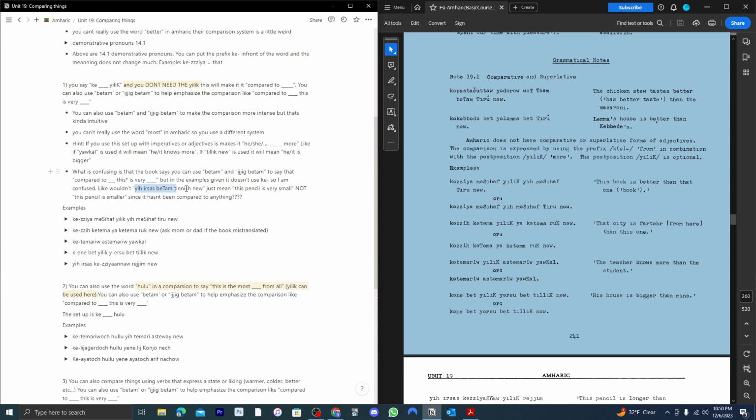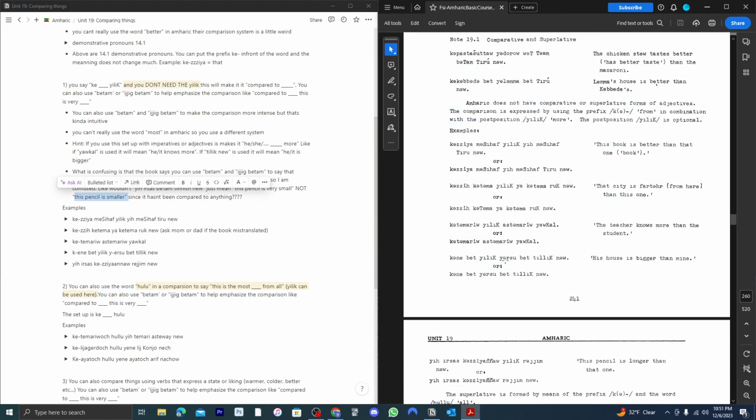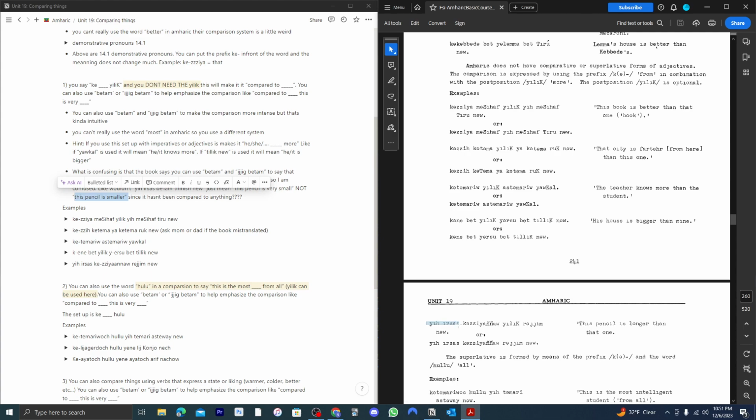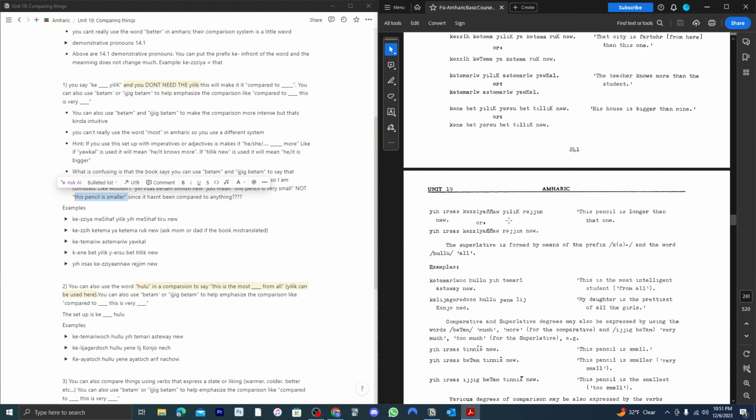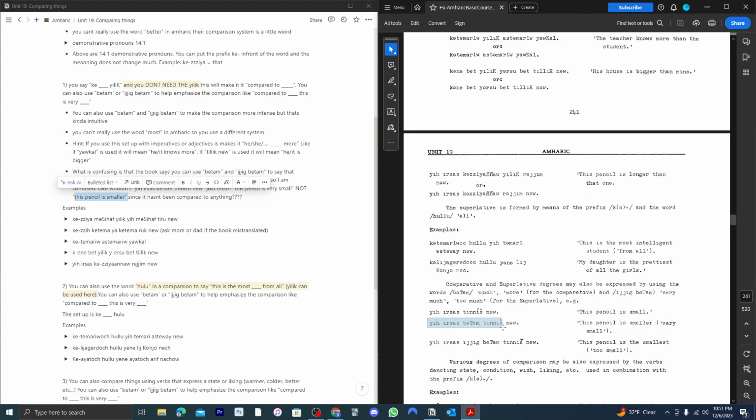Oh yeah, I think the book gave an example that didn't really make sense. Like, it would just mean this pencil is very small, not this pencil is smaller. See, they didn't actually compare it to anything. Okay, here it's comparing to something, but I remember somewhere in the textbook it does use that. I'm kind of curious. I want to find it if I can. Yeah, here it says, but this pencil is smaller, very small. The thing is, it's not actually compared to anything, so I don't really know.